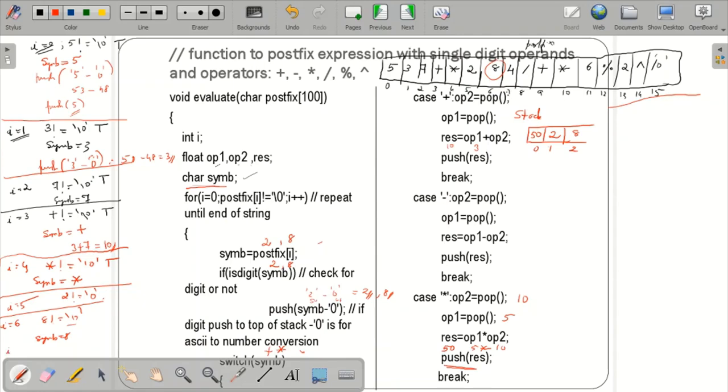After that you have 4. So I is equal to 7. You have 4, that is not equal to null character. It is true. Now sim will be having 4. Sim is equal to 4. If isdigit 4, yes, true. Then again, as it is a digit, push that particular element onto the stack. So it is 4 itself. So 4 till here we have pushed.